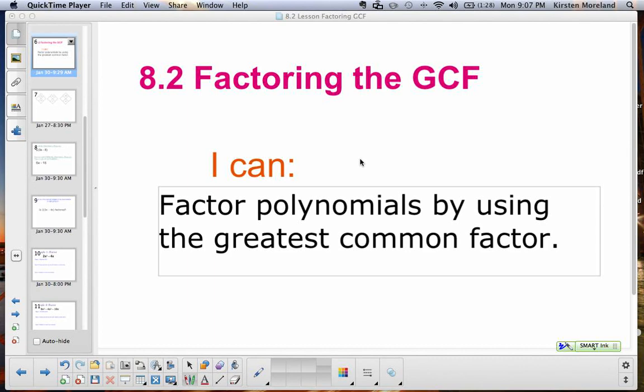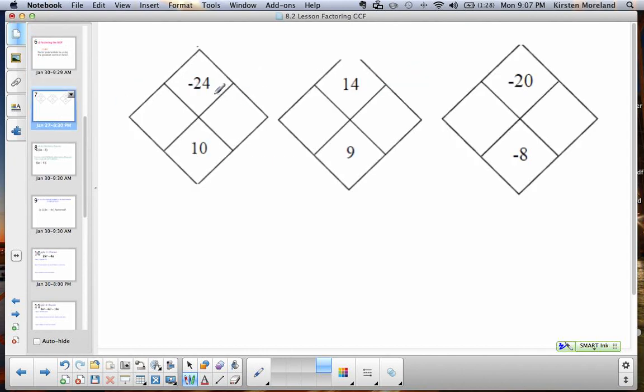This is Miss Moreland. We're going to be starting with diamond problems every day, either in the video or in class, because I want to get you used to looking for numbers that multiply to the top and add to the bottom. This one's a little tricky because a lot of you might think it's 4 and 6 because that adds to 10, but it doesn't multiply to a negative. The numbers you're looking for are actually 12 and 2. And if you want to add to a positive 10, you need to make the smaller number negative. So 12 and negative 2 will add to positive 10 and multiply to a negative 24.